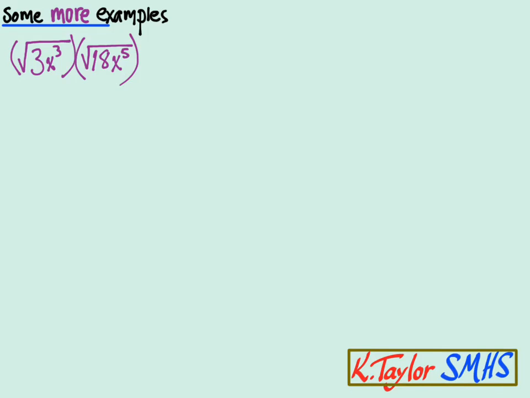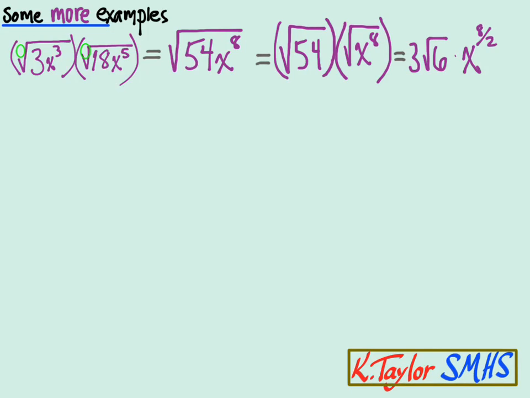All right, let's do a couple more examples here. These ones will focus a little bit more on the radicals. So if I have the square root of 3x cubed times the square root of 18x to the 5th, those are both the same root, square root, so I can put them into one radical, square root of 54x to the 8th. Well, I could leave it that way, but if I really was trying to simplify this thing down as much as possible, I would probably want to simplify the square root of 54 and the square root of x to the 8th.